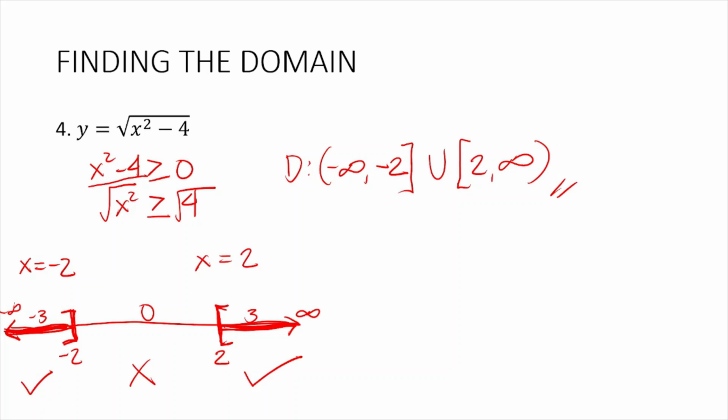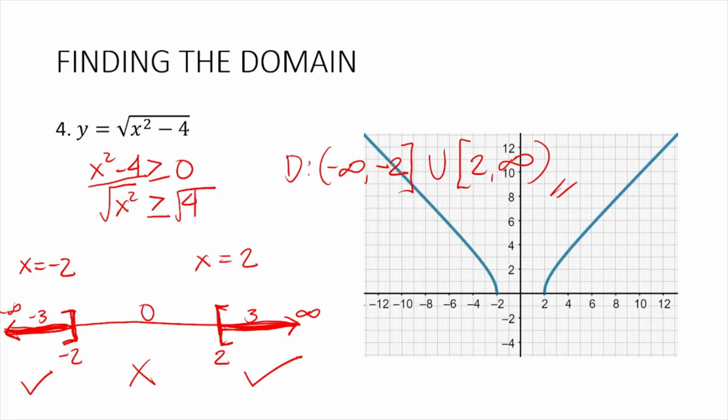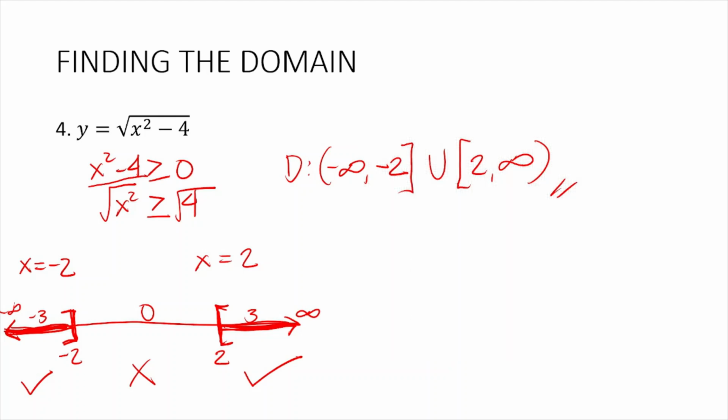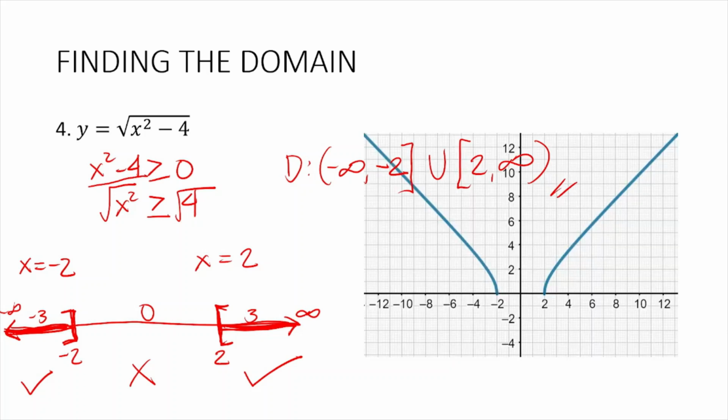Okay, so we can check the graph. This is the graph for this function. All right, so again, this is our domain. And if we check the graph, we can see that from -2 to +2, there is no curve at these x values, right? Because again, it's not included in the domain.